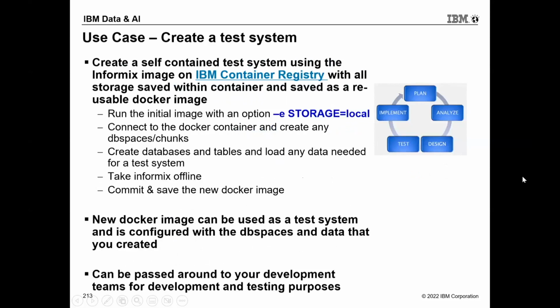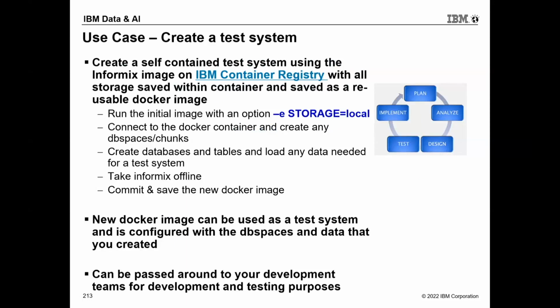A use case would be to create a test system, a self-contained test system using the Informix image on IBM Container Registry, with all storage saved within the container and saved as a reusable Docker image. You can run the initial image with the option -e STORAGE=local.